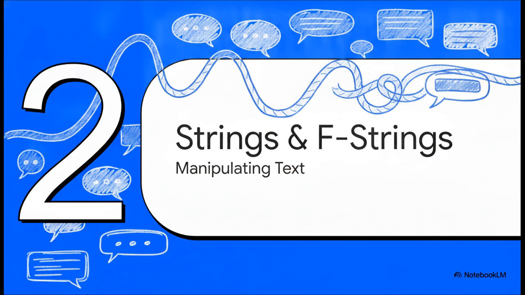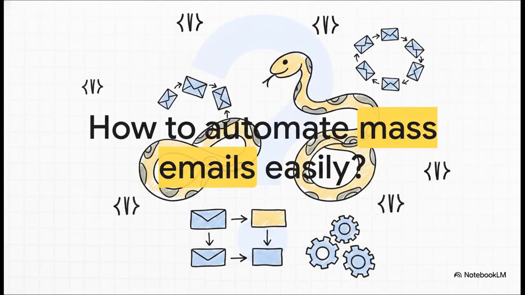Let's step away from pure numbers for a second and talk about text, because manipulating words is how we actually get our code to talk to users. Now, think about this for a second. It's a super relatable problem. How on earth do you automate an email to 100 different people without typing that exact same thing out 100 times? I mean, it sounds like a total nightmare, right? But thankfully, Python has an amazing formatting tool to fix this.